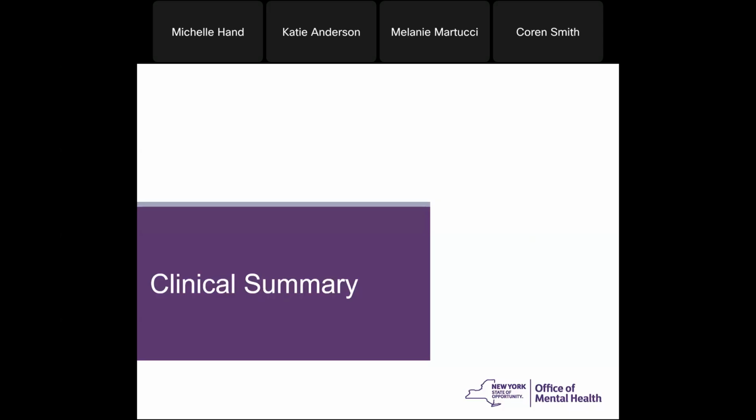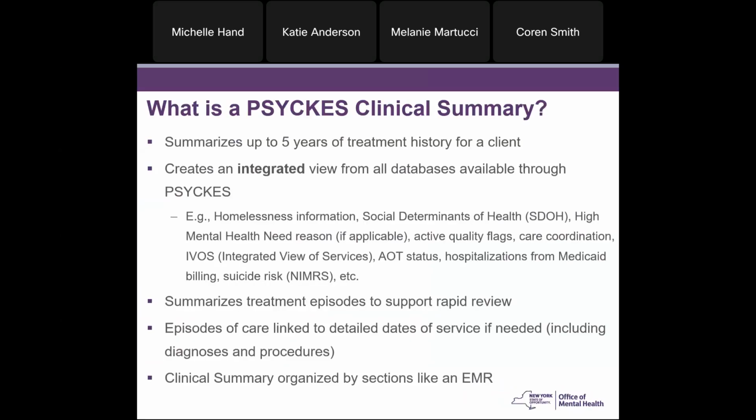All right, we'll move right along to the clinical summary, which is that client level view. So the clinical summary summarizes up to 5 years worth of treatment history and data for a client and puts it really into a user-friendly format. Now, it takes all of this data and integrates it. For example, some of the information you can find in the clinical summary is homelessness information, social determinants of health. We have the high mental health need reason if somebody is positive for the high mental health need flag. Earlier I mentioned all of the criteria that somebody could have for this flag. So if they do have that flag, you would see the reason as to why in the clinical summary.